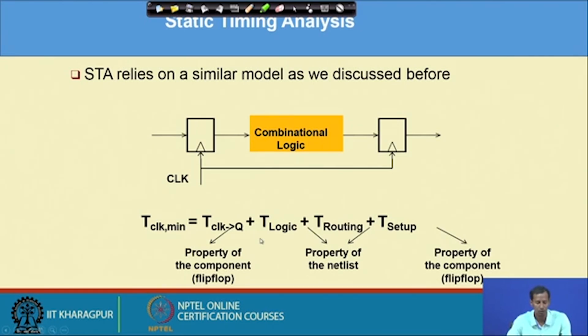The value for this will be T clock to Q. T clock to Q, what is the meaning of this? This is the delay of the flip flop itself. The delay of the flip flop itself means the delay from the clock to the output, which is the Q.